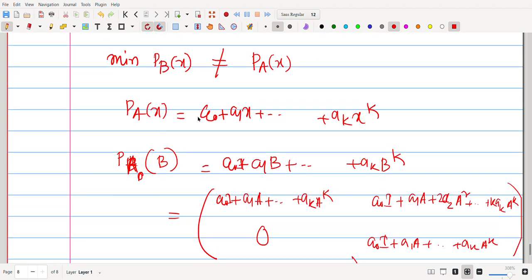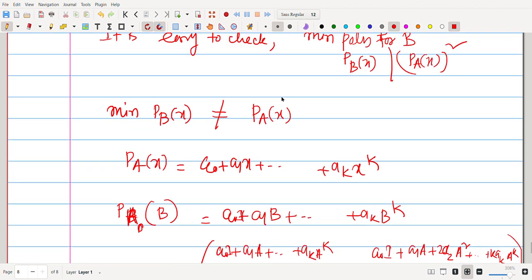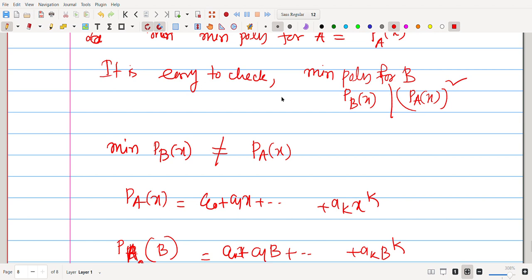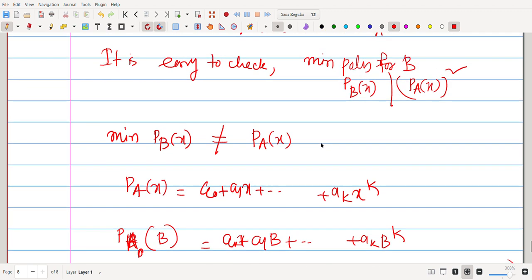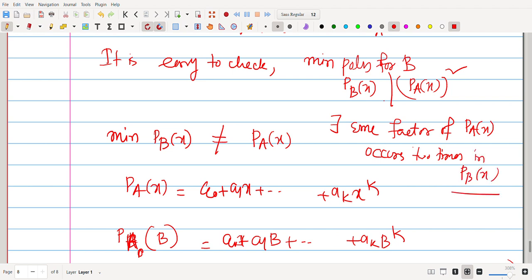Because that is the minimal polynomial, the diagonal parts are 0. So that means the minimal polynomial for B is not P_A(x) unless A is 0. So I'm assuming that A is a non-zero matrix. Then the minimal polynomial P_B(x) is not equal to P_A(x). But P_B(x) divides P_A(x) squared, and it is not P_A(x). That means there is some factor of P_A(x) which occurs 2 times in P_B(x).